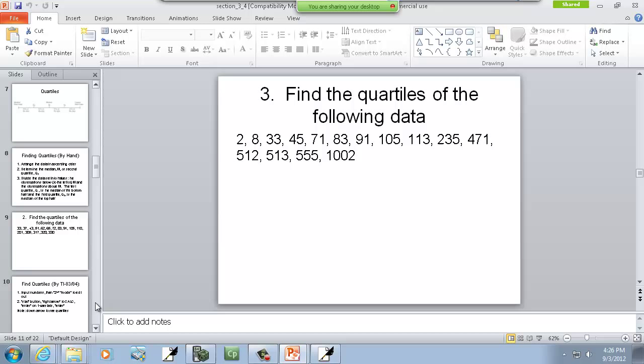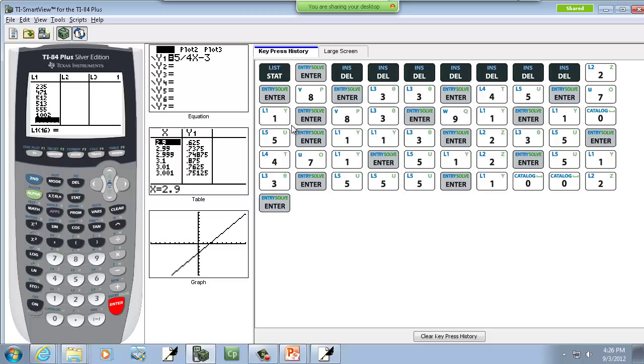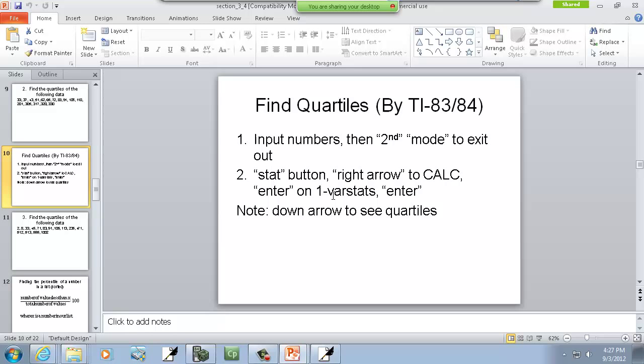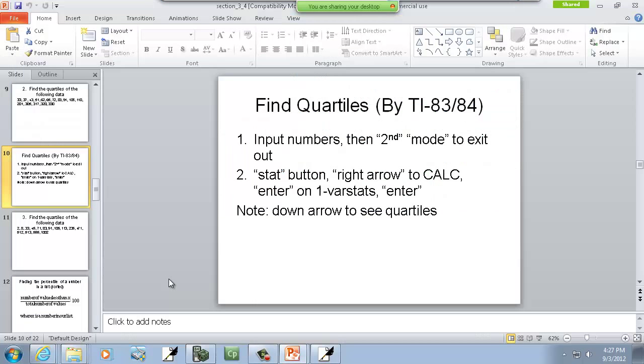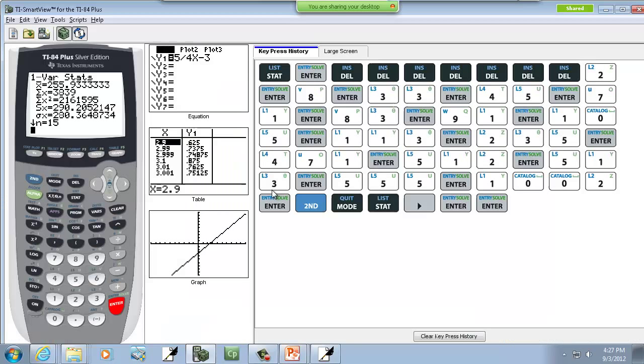So we just input our numbers in, second mode, exit out. It says do a stat button, right arrow to calc, enter on one of our stats, and then enter. We've got one of our stats highlighted, so I do enter on that, and enter again. Now I have a note here: down arrow to see the quartiles. If I down arrow to the very bottom, you're going to see Q1, median, and Q3.